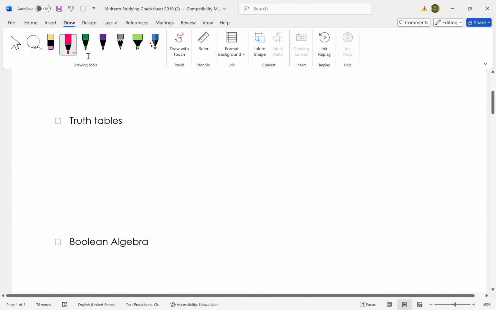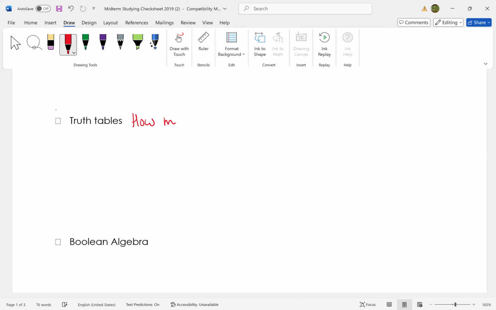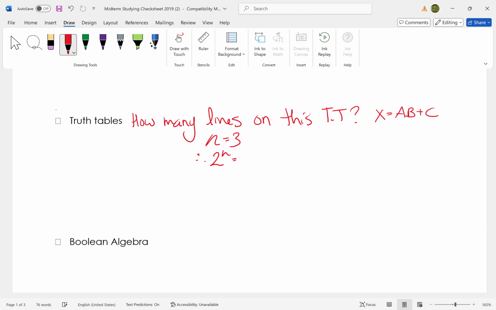Truth tables. Let's say truth tables. I could ask a question: how many lines? And the expression is x equals a, b, or c. And you would say that n equals 3, therefore 2 to the n equals 2 to the 3, equals 2 times 2 times 2, 4 times 2, 8 lines. And then I could ask you to make that truth table.